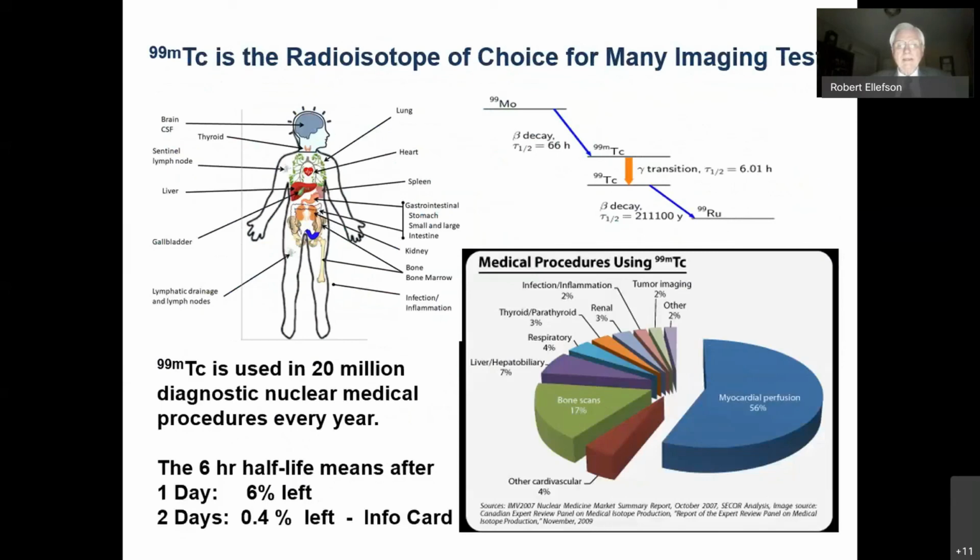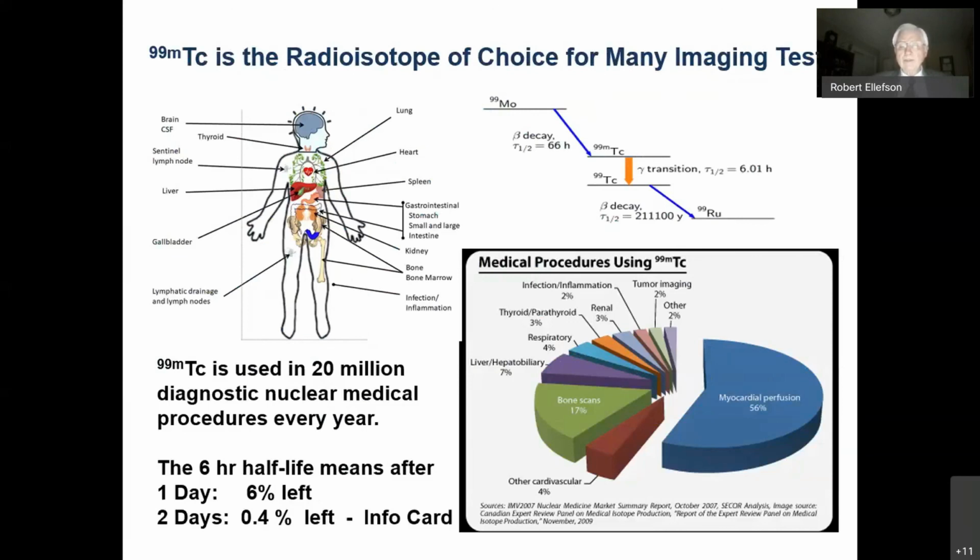Tc-99m is the radioisotope of choice for many imagings. Again, 20 million diagnostic nuclear medical procedures are done using it each year. If you have a 6-hour half-life, it means that one day after the injection that you received, there's only 6% left. Two days later, it's 0.4%, and that goes down from there. You're given an information card indicating that you've had this. So if someone measures radioactivity on you at an airport or something, you can make it through to your flight.